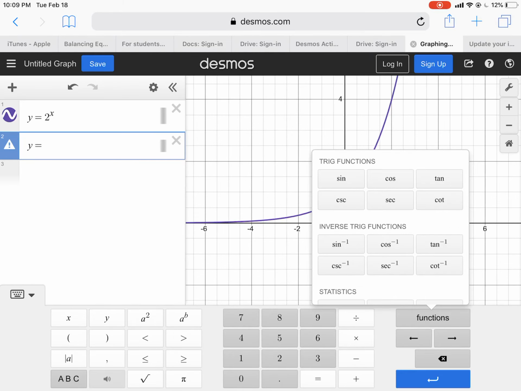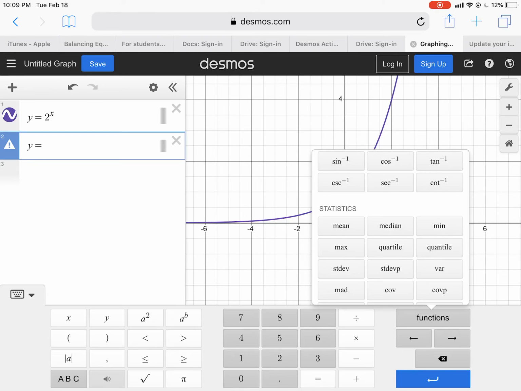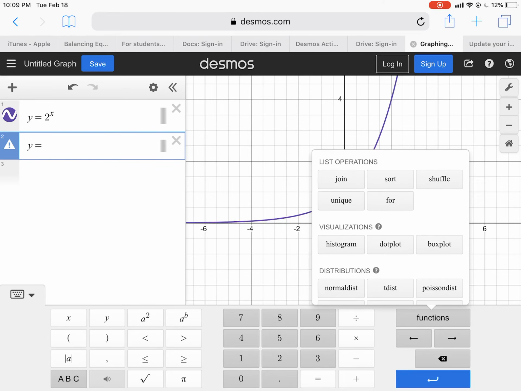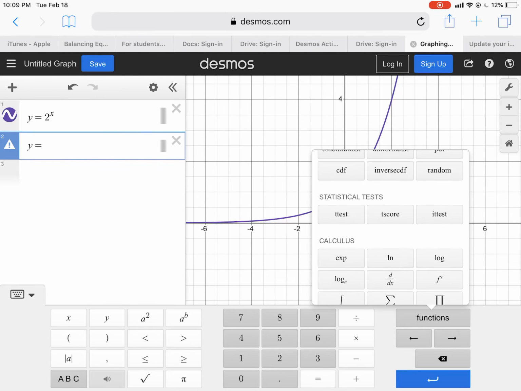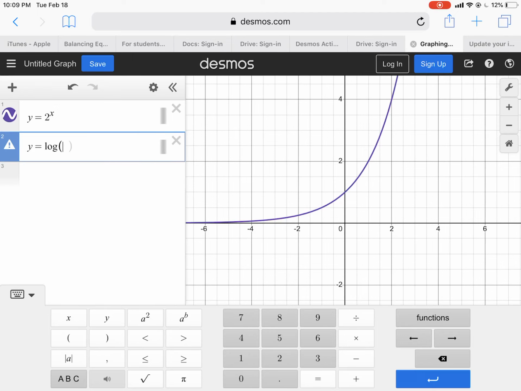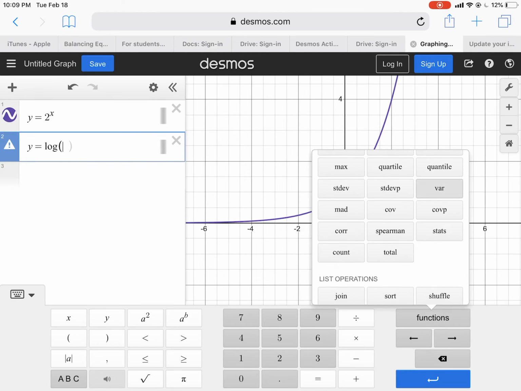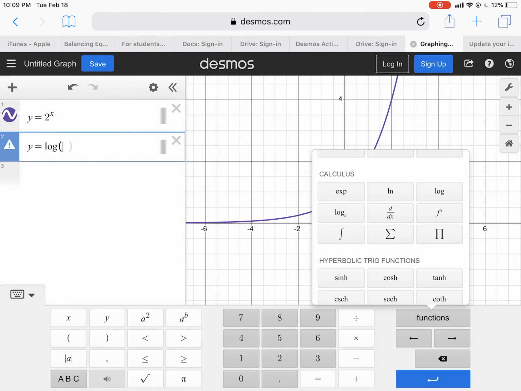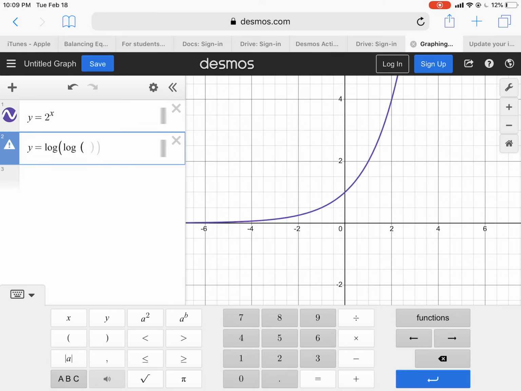I think I have to hit functions over here to get that. Let me see where it is at. I don't think I could just type it in. Here it is, y equals log, so it is under the function thing. And I want to actually do log base 2. Here we go. So I'm going to do this one.